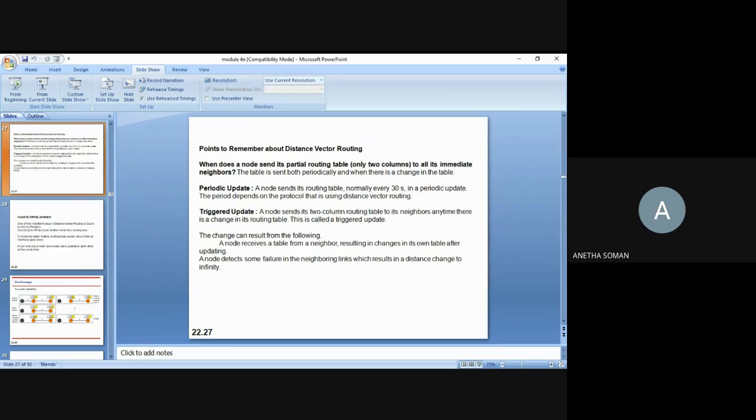So two types of updations are there. One is the periodical update. That means every 30 seconds, each router will be sharing its information with its neighbors, right? The second one is the triggered update. A triggered update is whenever you have a change in the routing table, you share it with your neighbors and they update their routing table. And if a link fails, that information also will be updated. So you have two types of updates.